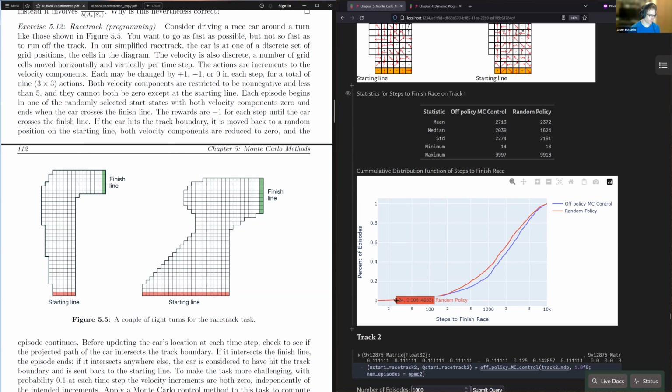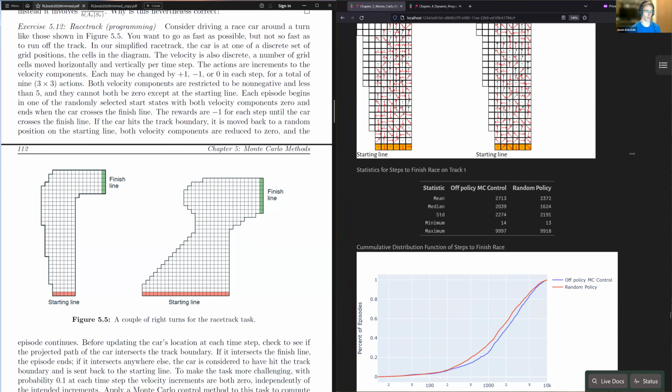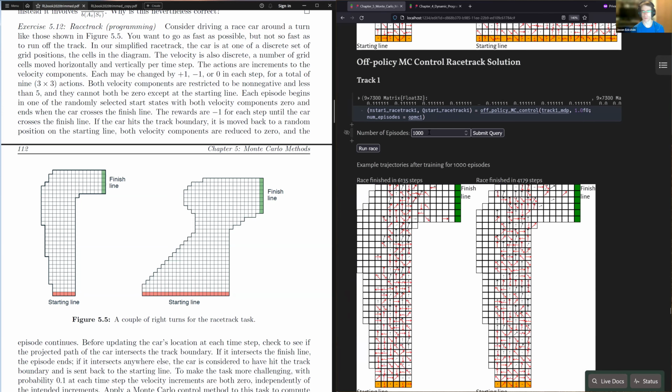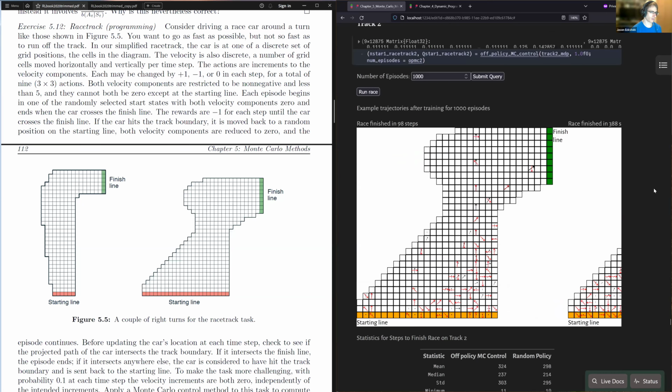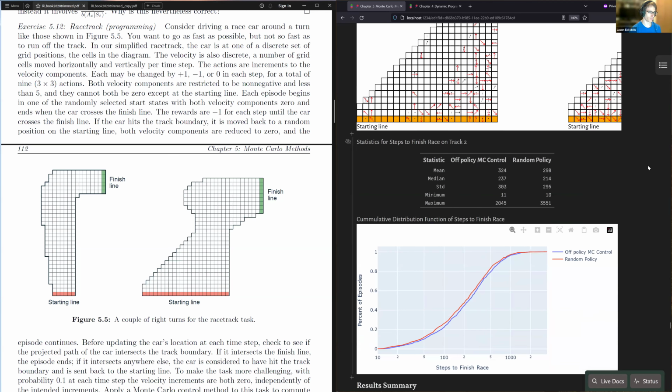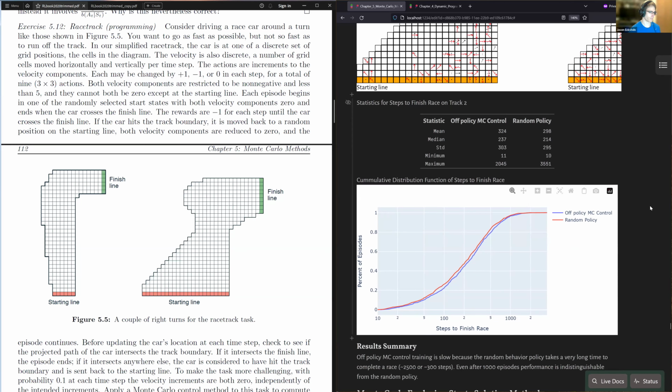This is the distribution function. So this is showing the percent of episodes that finish in less than this number of steps. So you see for the random policy, the median is 1,600 steps, and for the off policy, it's like 2,000 steps. So this method at least is not working for this number of episodes. And it's the same situation on track 2. So there's not really any improvement here.